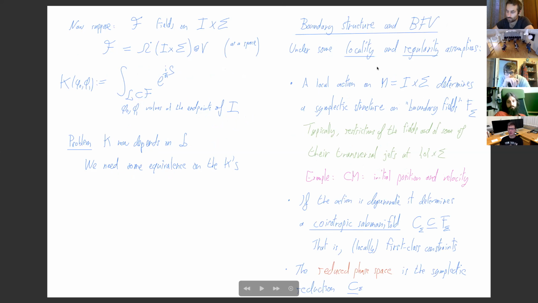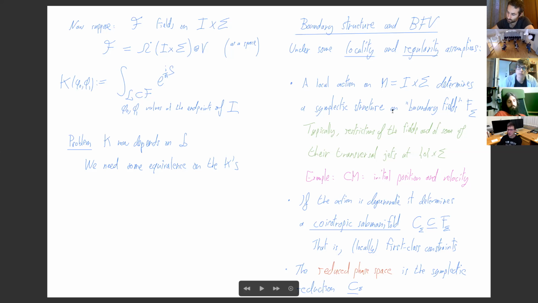So suppose that you have some local field theory on I cross sigma, and assume that it satisfies some regularity assumption that I will not discuss here. So these are some good assumptions that allow you to do what I'm describing here. And the regularity assumptions are satisfied in several field theories, including general relativity that I will describe at the end. So, suppose that you start with your classical field theory on I cross sigma. Then what you observe is that this field theory will give you some space of boundary fields that I denote by F sub sigma with some symplectic structure.